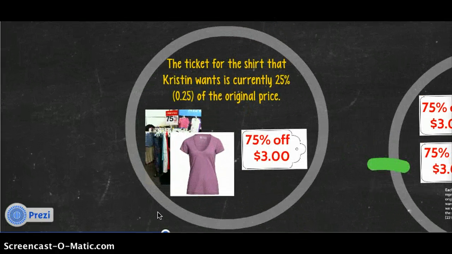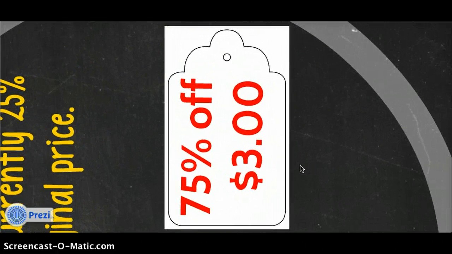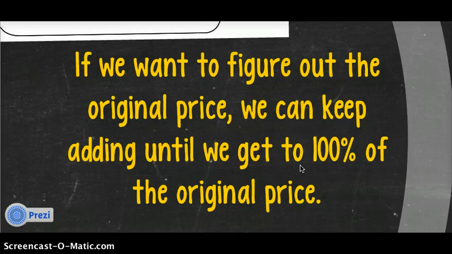So here we have the ticket for the shirt that Kristen wants, which is 25% of the original price, or 75% off. So we've got our 75% sign over here. This is the tag for the shirt, which is 75% off, making it $3, or 25% of the original price. So if we want to figure out what the original price was, we can keep adding until we get to 100% of the original price.